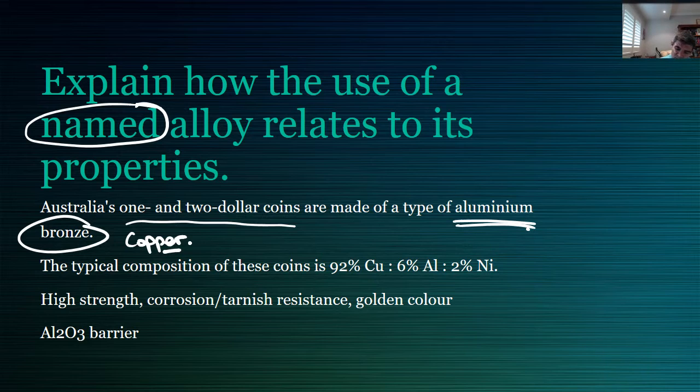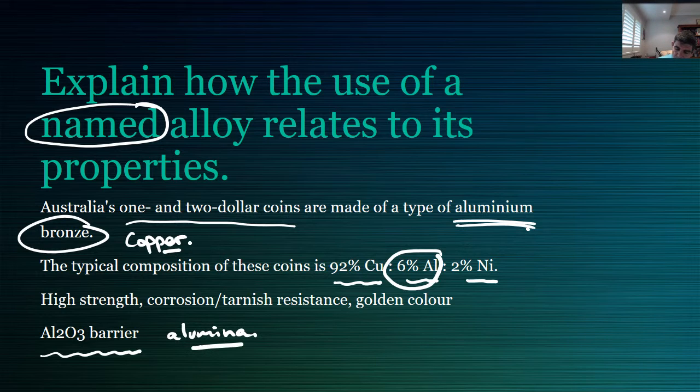This has a composition, and again, because it's an alloy, it can vary, but let's call it about 92% copper, 6% aluminium, and also a little bit of nickel in there as well. The interesting thing is that the presence of aluminium, aluminium being very reactive, actually reacts with oxygen and forms an aluminium oxide or alumina barrier. And this actually protects the underlying copper alloy against corrosion. So these particular types of alloys are very resistant to tarnish or corrosion.